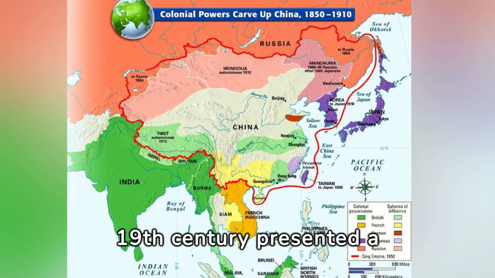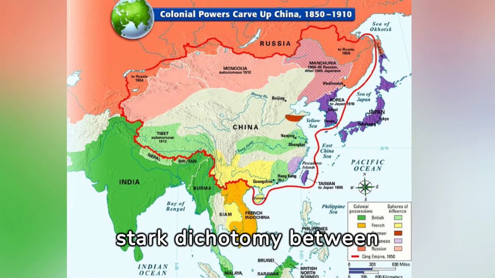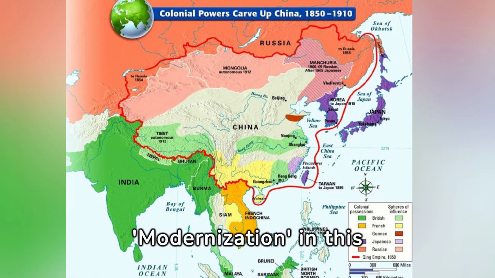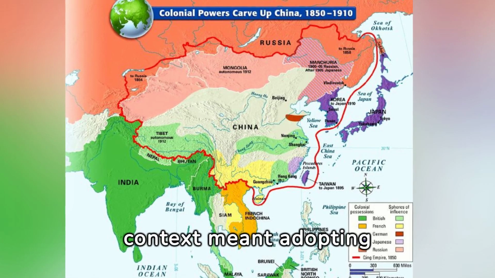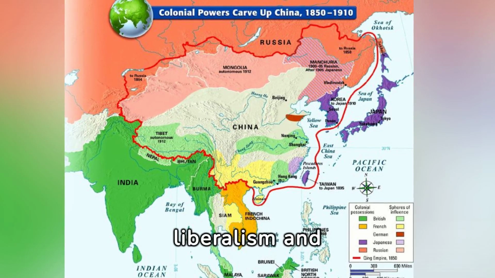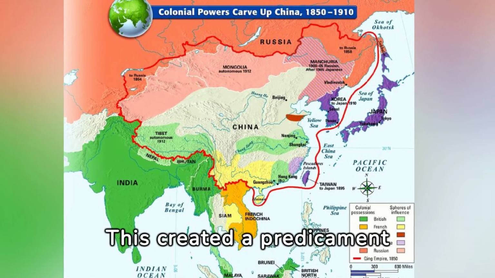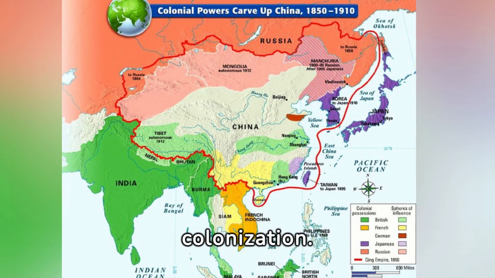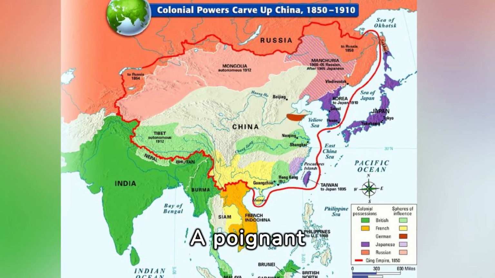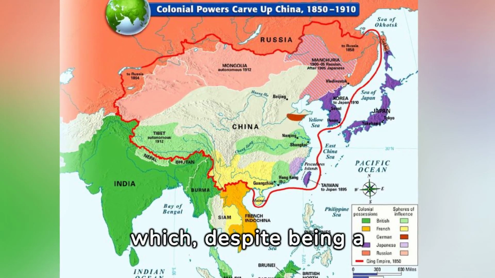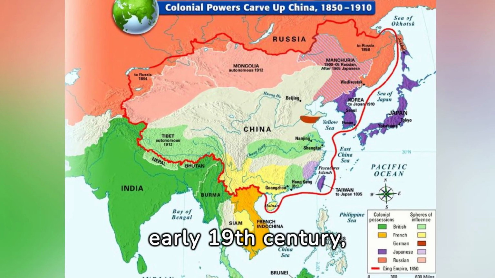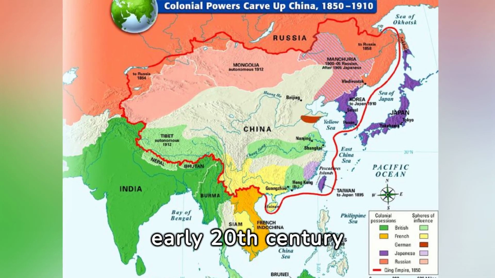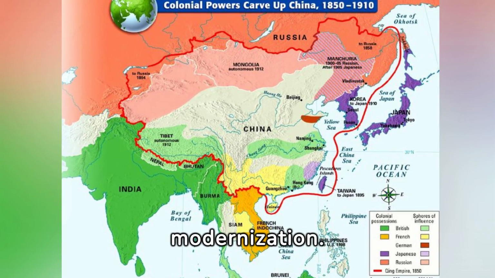Finally, the 19th century presented a stark dichotomy between modernized and non-modernized nations. Modernization, in this context, meant adopting Western characteristics of liberalism and industrialization. This created a predicament where nations had to either modernize or face colonization. A poignant example is China, which, despite being a leading global power in the early 19th century, faced division into spheres of influence by the early 20th century due to its resistance to modernization.